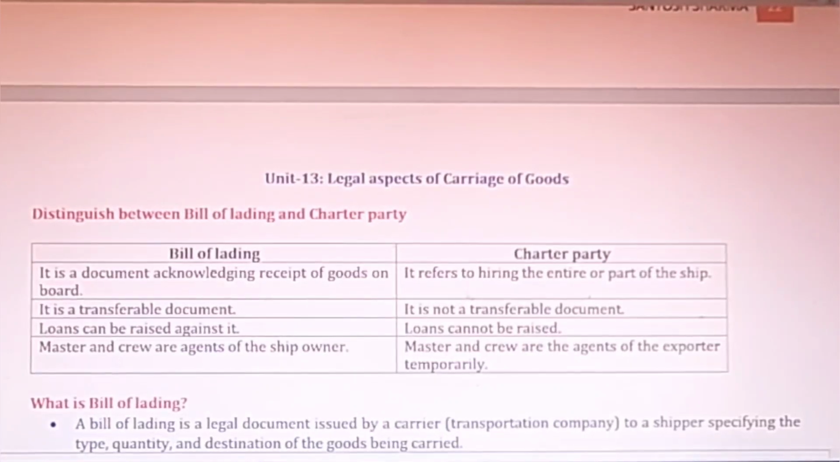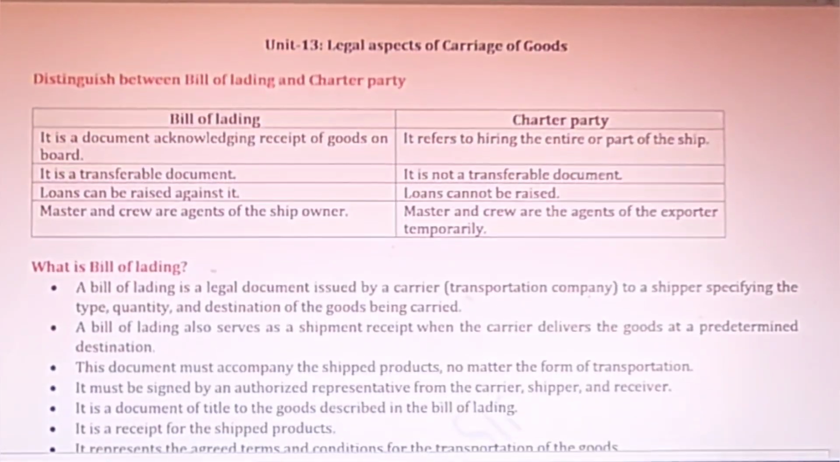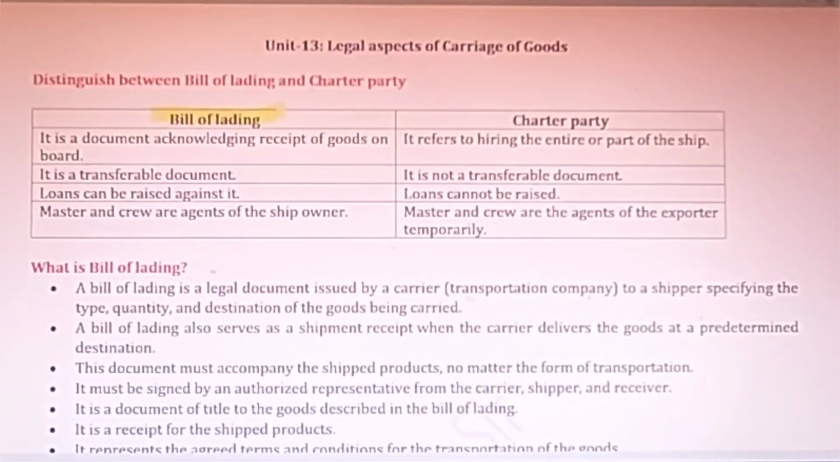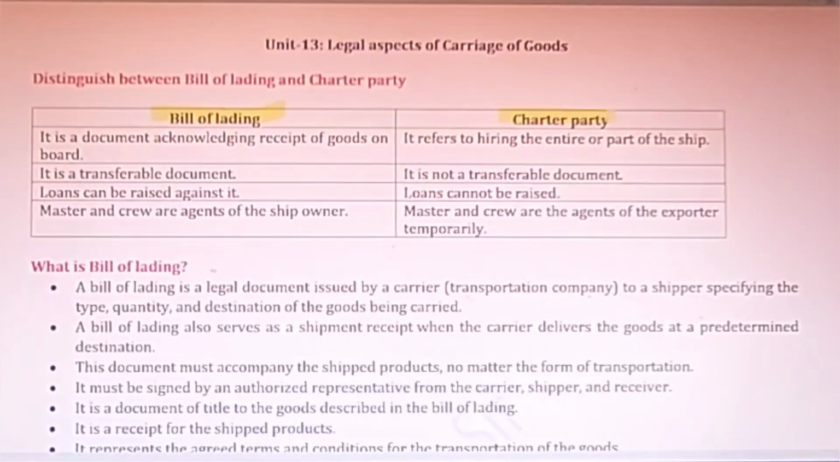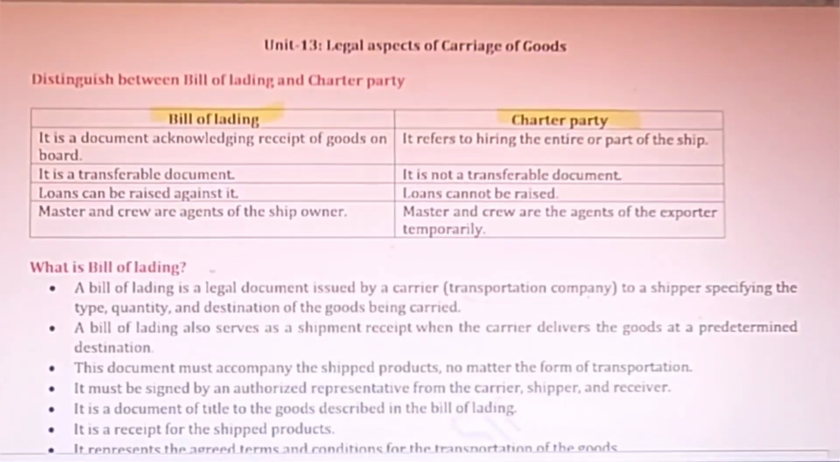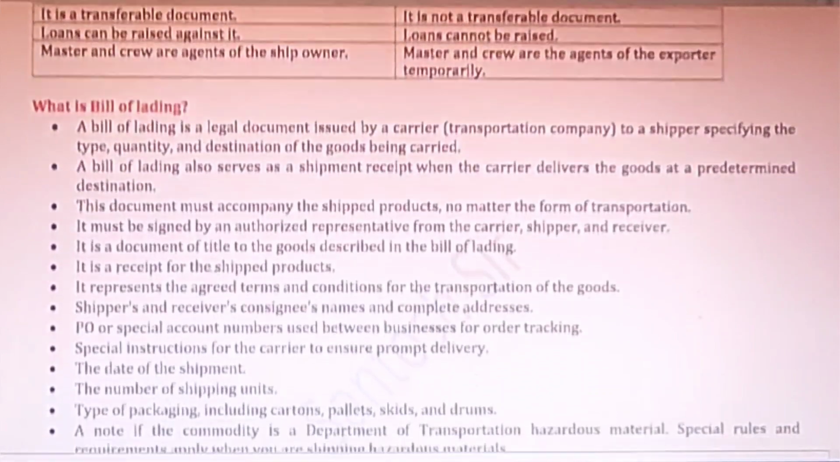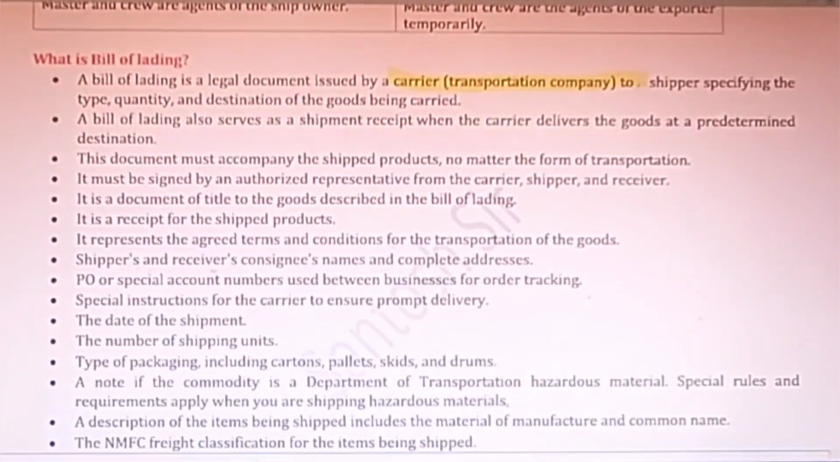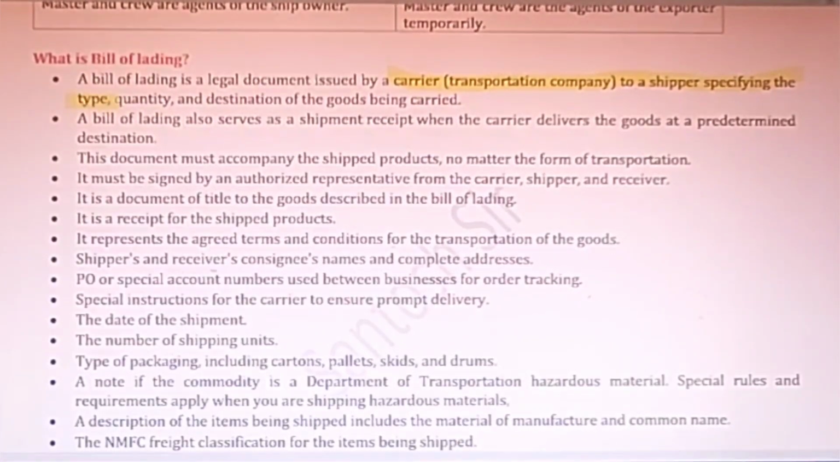Okay. Then Unit 13, legal aspects of carriage of goods. Now in this unit you should revise the distinction between bill of lading and charter party. And what is bill of lading? It is a legal document issued by the carrier, that is the transportation company, to the shipper, specifying the type of goods, quantity, and destination of the goods being carried.